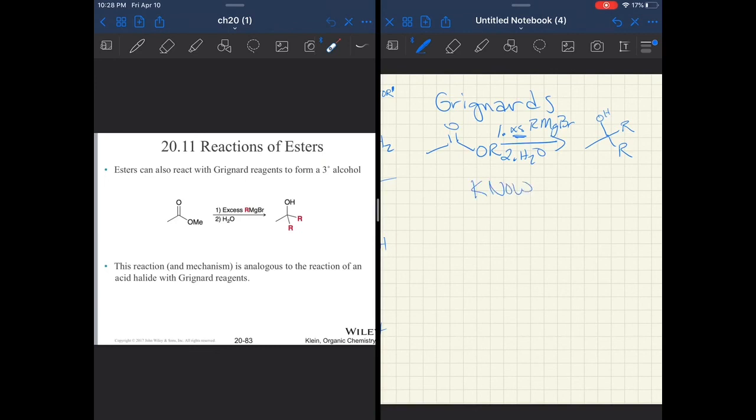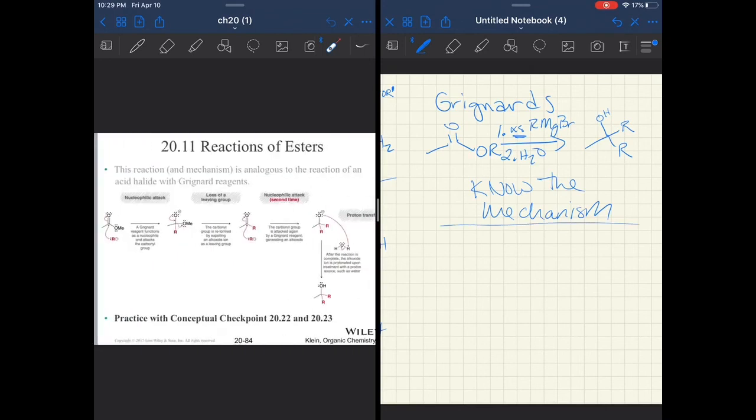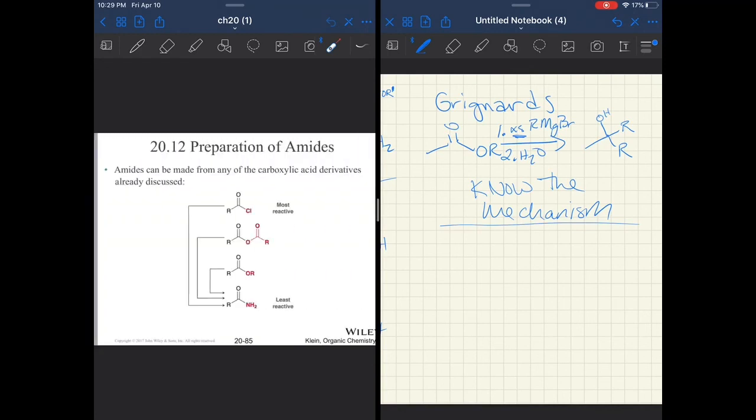Now, the mechanism. I am going to ask you a Grignard mechanism. It's just too important and comes up too many times to ignore it. On this slide, you can see a review of the mechanism. In the next part, we will cover preparation of amides and work with nitriles.